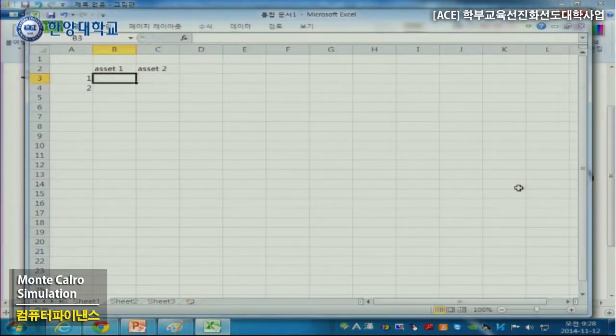In asset 1, the first period return is 10%, and the second period return is minus 10%. Asset 2 is always 0%. So the return from the first asset was good for the first year, 10%, and in the second year it was minus 10%. It is not so good. In asset 2, it is always 0%. And then the average return.